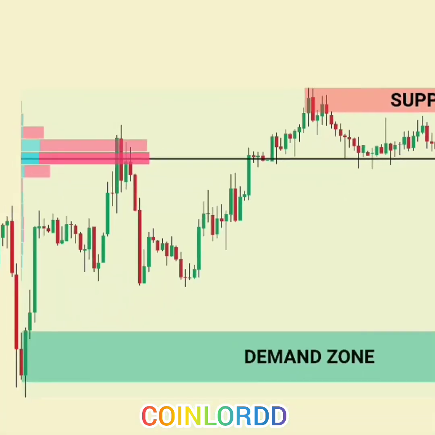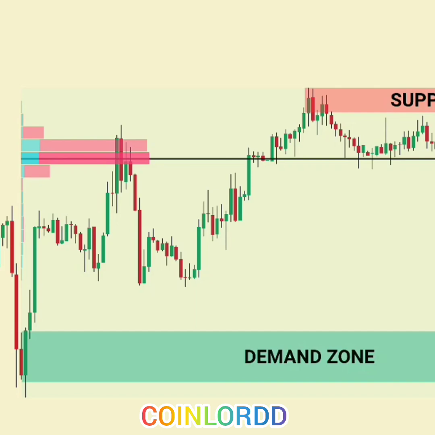With the supply zone, the point of control, and the rejection confirmation all aligned, I finally had a valid bearish setup. I entered the trade after the rejection candle closed, placed my stop loss above the zone, and targeted the demand zone below, giving me another clean 1 to 3 risk to reward opportunity. As price moved toward the demand zone, there's a different lesson worth taking from this trade.